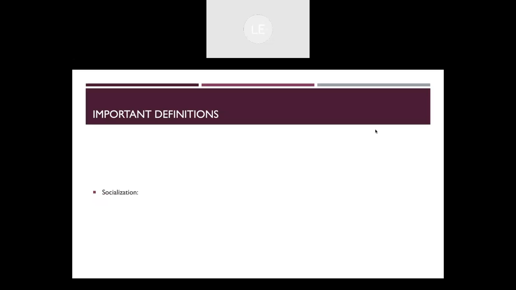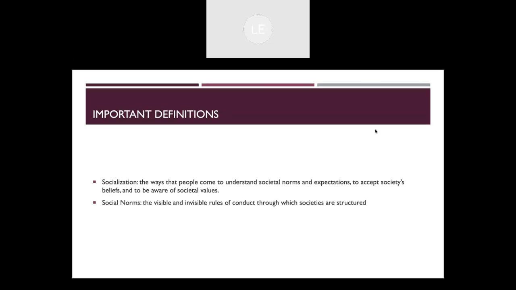Now that we understand how past societies have created and socially constructed our realities, we need to understand how we are brought into that reality, and this is called socialization. So a couple of terms that you are defining this week as part of your discussion posts. Socialization is the ways that people come to know and understand social norms and expectations, values, and beliefs. Social norms are the visible and invisible rules of conduct. So this is what you are being socialized into accepting and acting.